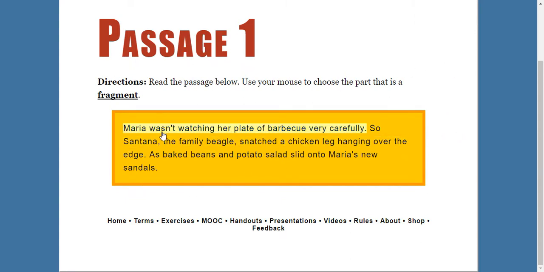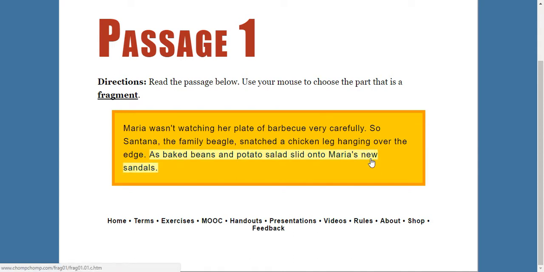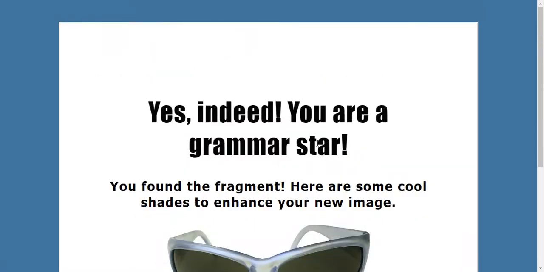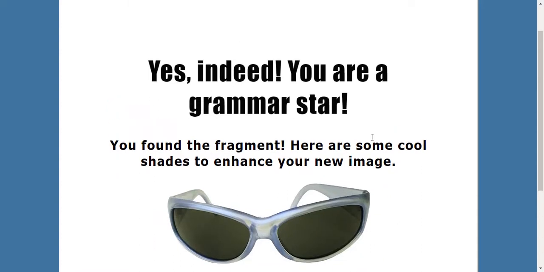Susan reads the passage. It says, Maria wasn't watching her plate of barbecue very carefully. So Santana, the family beagle, snatched a chicken leg hanging over the edge. As baked beans and potato salad slid onto Maria's new sandals. Susan thinks that the third sentence is a fragment, so you go ahead and click the third sentence. So yes, indeed, Susan is a grammar star.